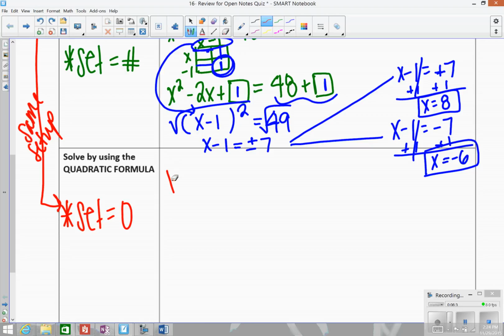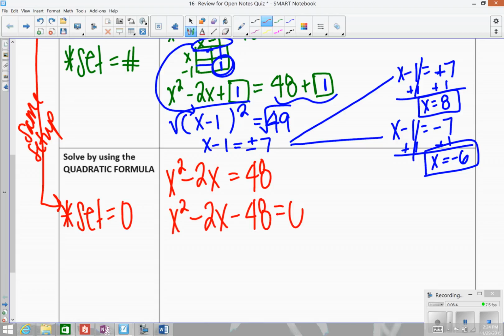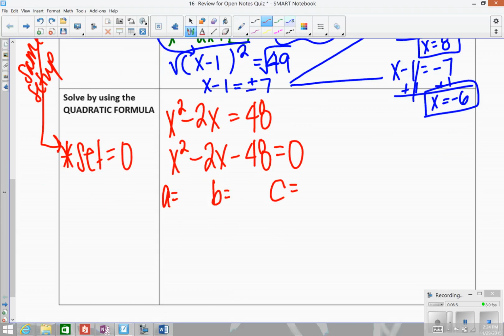So I'm going to start with our original equation. x squared minus 2x equals 48. And I got to get it equal to 0. So that means I have x squared minus 2x, and I'm going to subtract over the 48. Identify A, B, and C. So A is the number in front of x squared, which there's really a 1 there. So A is 1. B, keep the negative 2, C is negative 48.